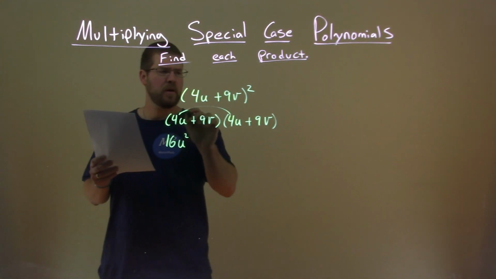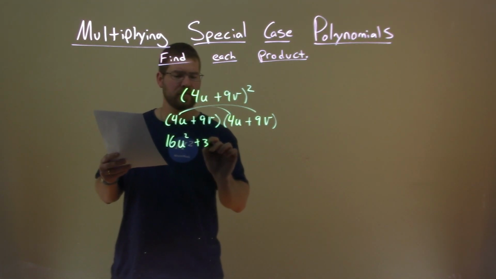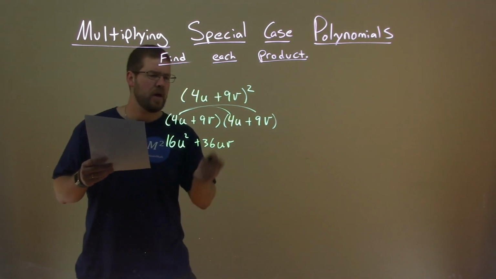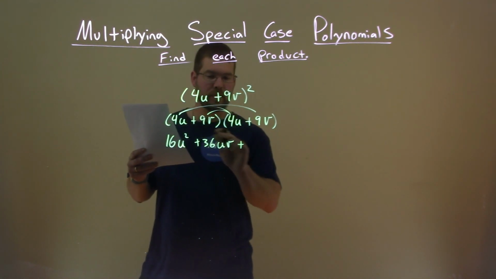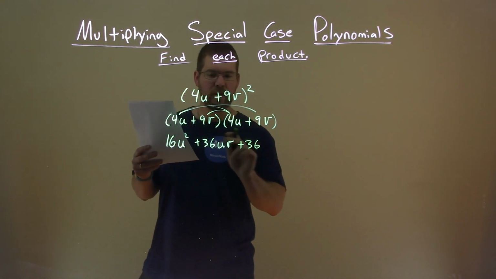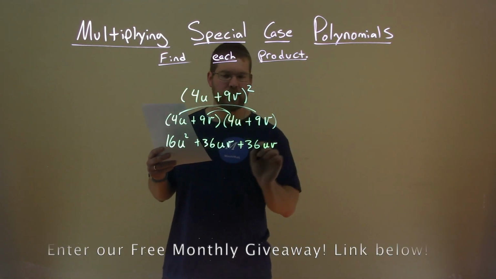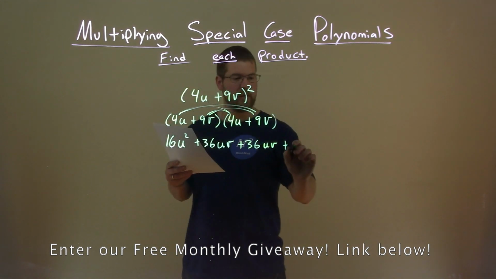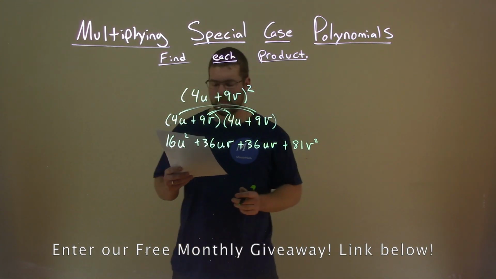Continuing on. 4 times 9. 4 times 9 is 36. And we have u, v. 9v times 4u, well, 9 times 4 again is 36. And our variable is u times v. I'm flipping it around. U, v. 9v times 9v, well, 9 times 9 is 81. V times v is v squared.